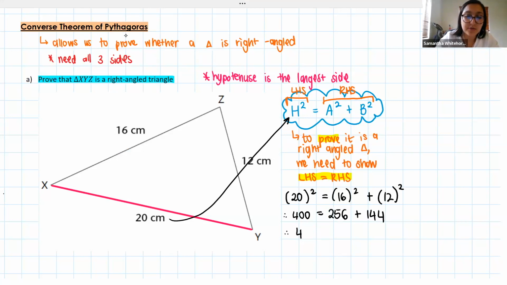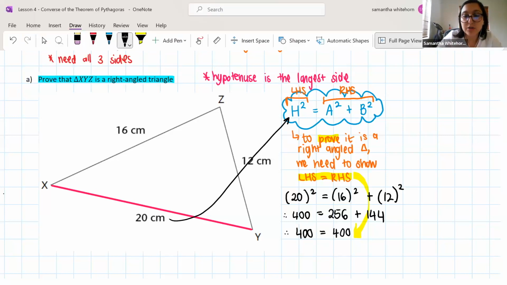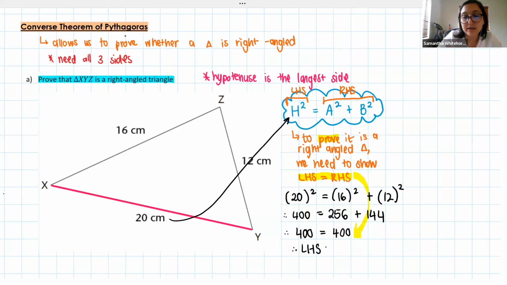Right, so on the left, we still have the 400. There's nothing being added or subtracted there. But on the right, I've got 256 plus 144. And if I add those two numbers together, I end up with 400. Now, what I need you to see here is the fact that what we have shown is that the left-hand side is equal to the right-hand side. And so because the left-hand side is equal to the right-hand side, the triangle XYZ is a right-angled triangle.